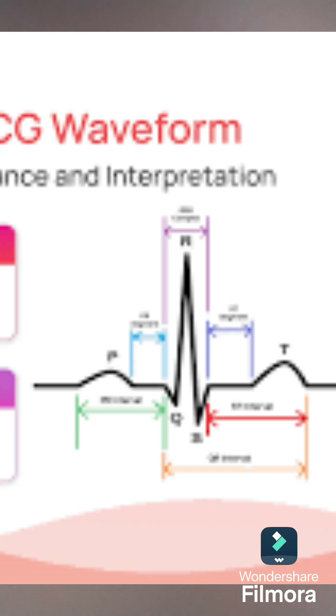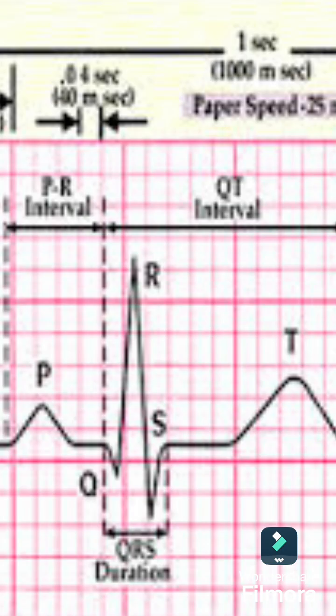And the QRS complex is normally 3 small squares. So repeat after me. The student will say the normal QRS complex is 3 small squares. If the QRS complex is less than 3 small squares, then it is called narrow complex tachycardia. So repeat after me. If the QRS complex is less than 3 small squares, it is a narrow complex tachycardia.